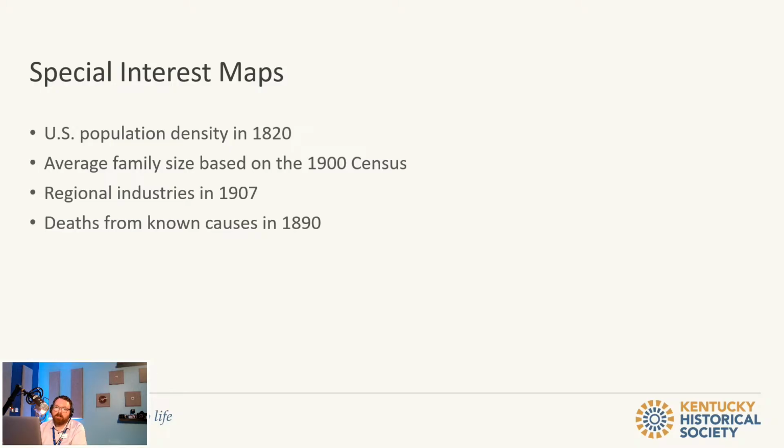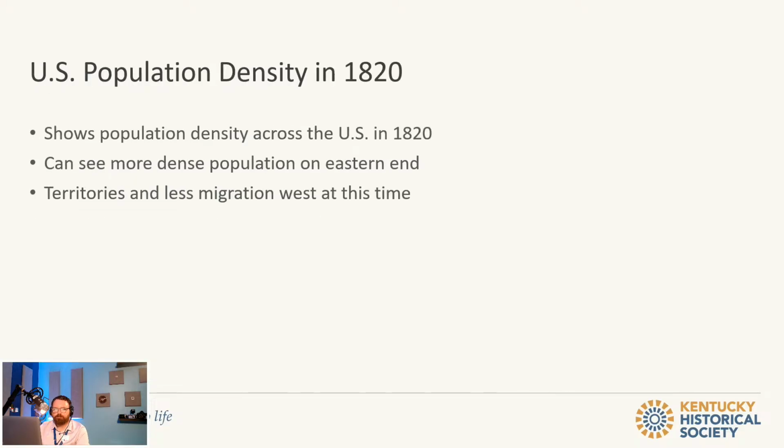And so these are going to be U.S. population density in 1820, average family size based on the 1900 census, regional industries in 1907, and deaths from known causes in 1890. A lot of these are almost like color density scale maps. So depending on the density or certain rates, certain parts of the country will be darker or more lit up or colored in. That's more what these types of maps are.